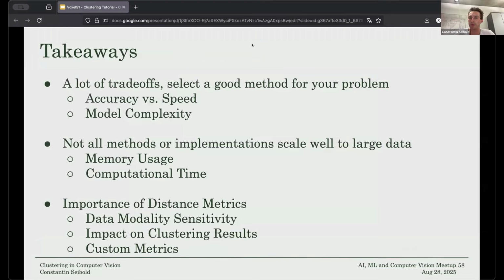Now that we've looked at a few examples, let's come to the end and what we should take away from this talk. There are a lot of trade-offs between these methods, and they all have their own niche in which you should apply them. And the major concern is obviously accuracy versus speed, and that depends a lot on your data set size.